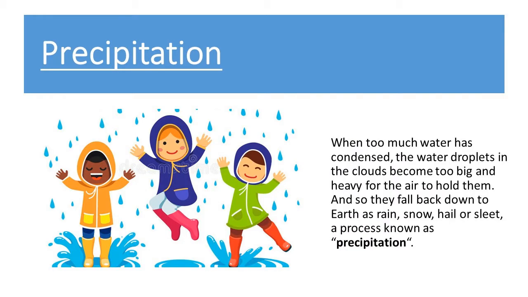The next stage in the water cycle is precipitation. When too much water has condensed, the water droplets in the clouds become too big and heavy for the air to hold them up. And so they fall back down to earth as rain, snow, hail or sleet, a process known as precipitation.